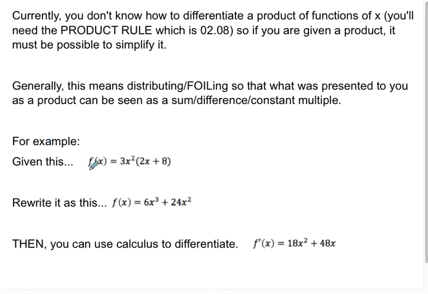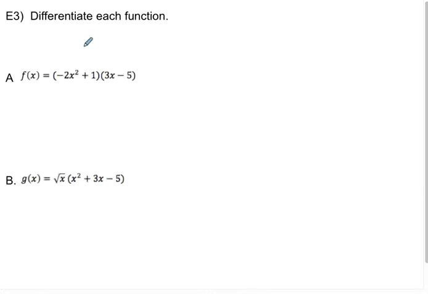If you're handed a product like this, f of x equals 3x squared times the quantity 2x plus 8, you temporarily do not know how to differentiate that the way it's written. So what you're going to have to do is distribute this and rewrite it as a 6x cubed plus a 24x squared. When you do that, now you can go ahead and differentiate using the power rule and the sum and difference rules and all that stuff that we've talked about. Okay, so let's go ahead and differentiate.